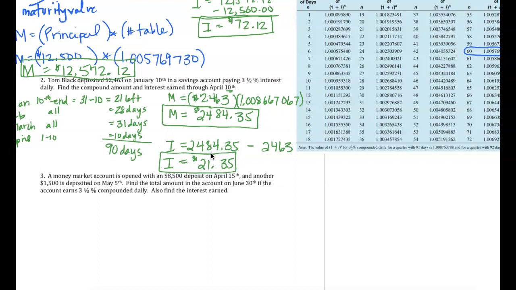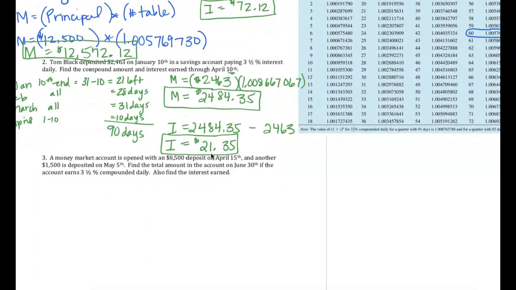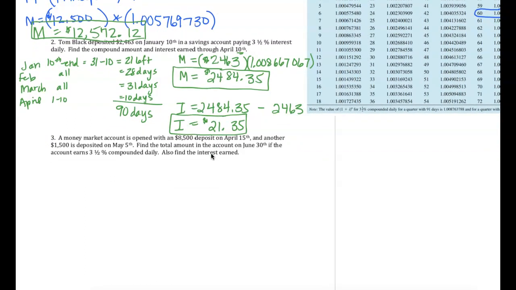Let's work on question 3. A money market account is opened with $8,500 deposited on April 15th. A second deposit is made of $1,500 on May 5th, and we want to find the total amount in the account, again that maturity value, on June 30th. And then later we'll find the interest earned.